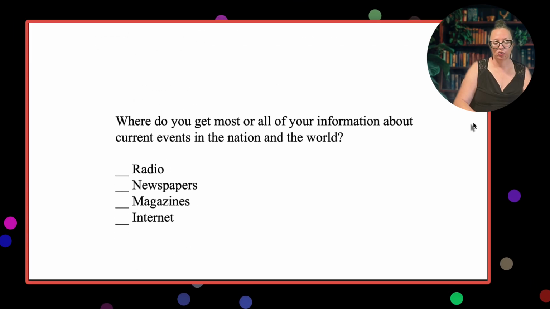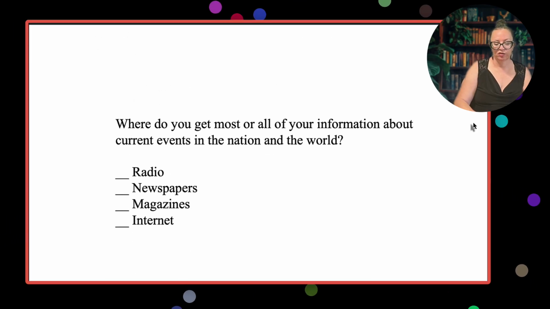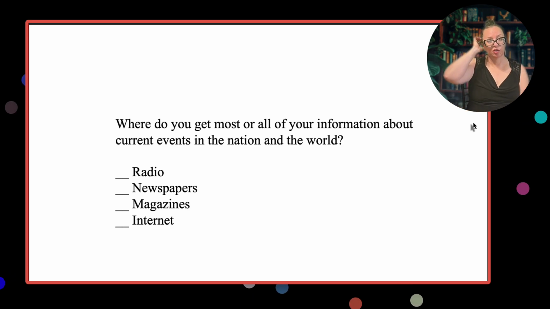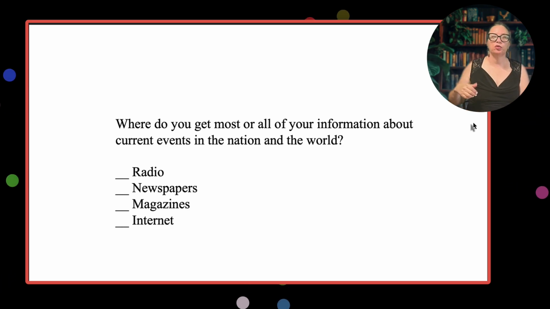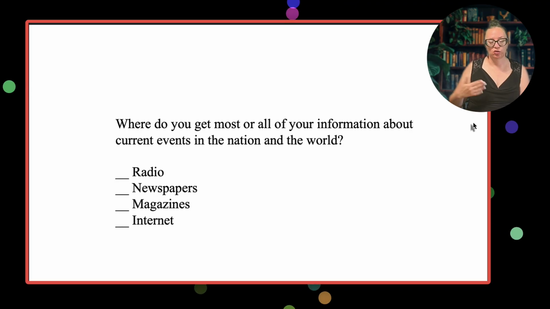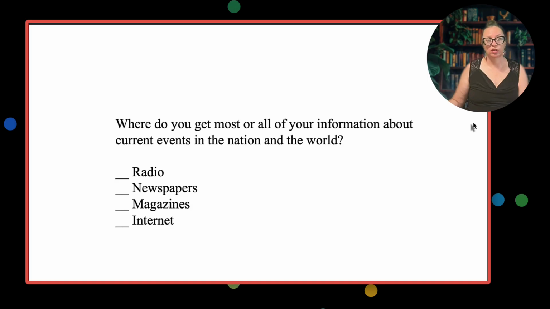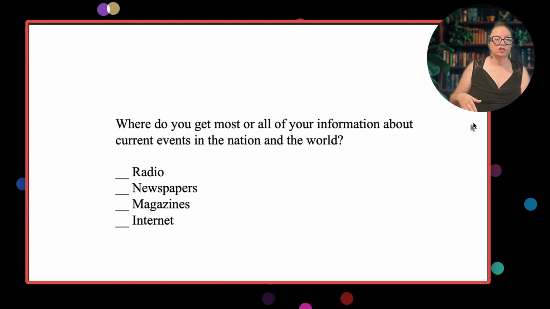Where do you get most or all of your information about current events in the nation and the world? This one's also terrible. It's double-barreled because maybe you get your information about current events in the nation from a different source than you do about the world. There's national news and there's worldwide news. And it's not a very exhaustive list either.